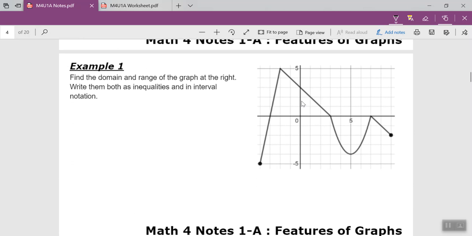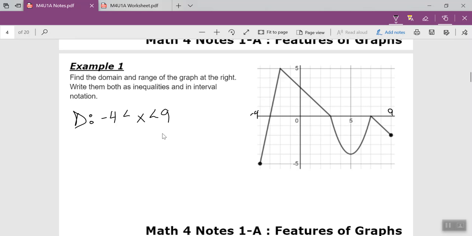Now, for example 1, we're looking at finding the domain and range. Write them both as inequalities and as interval notation. So first we'll start with the domain, and domain as an inequality. Now it starts here, 1, 2, 3, that's -4, 5, 6, 7, 8, that's +9 on that end. So X is going to be between -4 and 9.